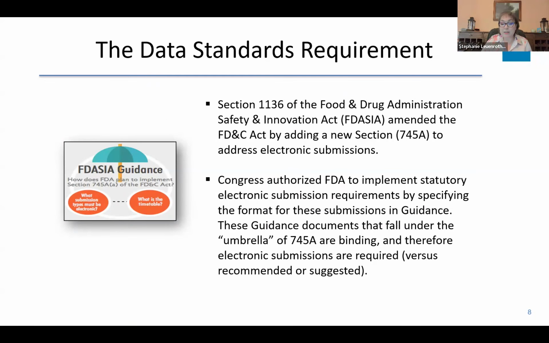Now, what's really important about these particular guidance documents is that they explain the law. And therefore they are binding guidance documents versus those guidance documents that may only have recommendations or suggestions, because again, it's an interpretation of the law.